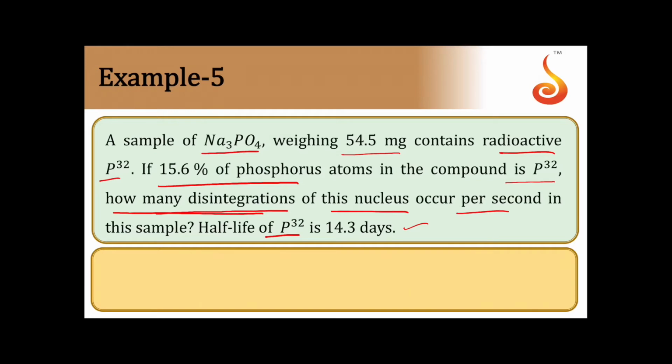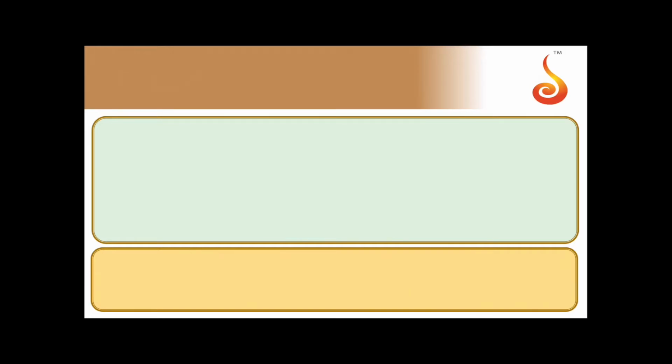And we know that activity should be calculated. Activity, that is A, is given by lambda into N, where N is the number of atoms. Here N is the number of P32 atoms, meaning the number of radioactive atoms. So for that we require the number of moles first.